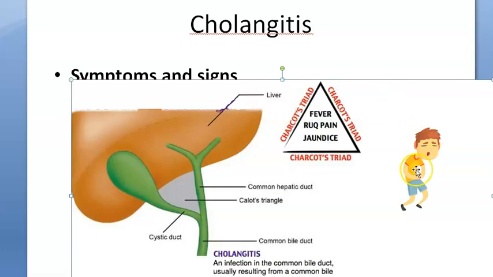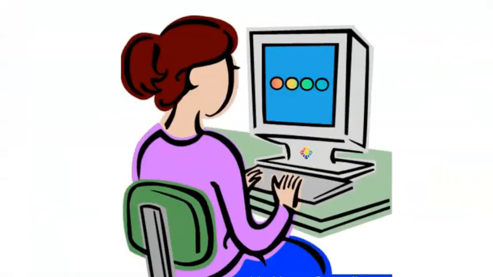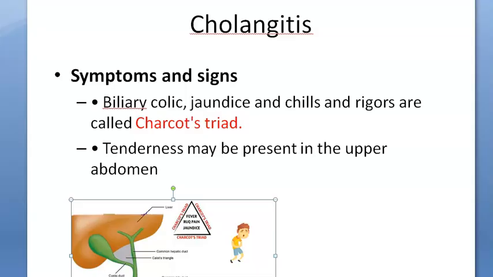Did we mention all the three? Fever, right upper quadrant abdominal pain, jaundice. Charcot's triad. Did you get Charcot's triad? If they ask you Charcot's triad, I know, cholangitis. Very good.